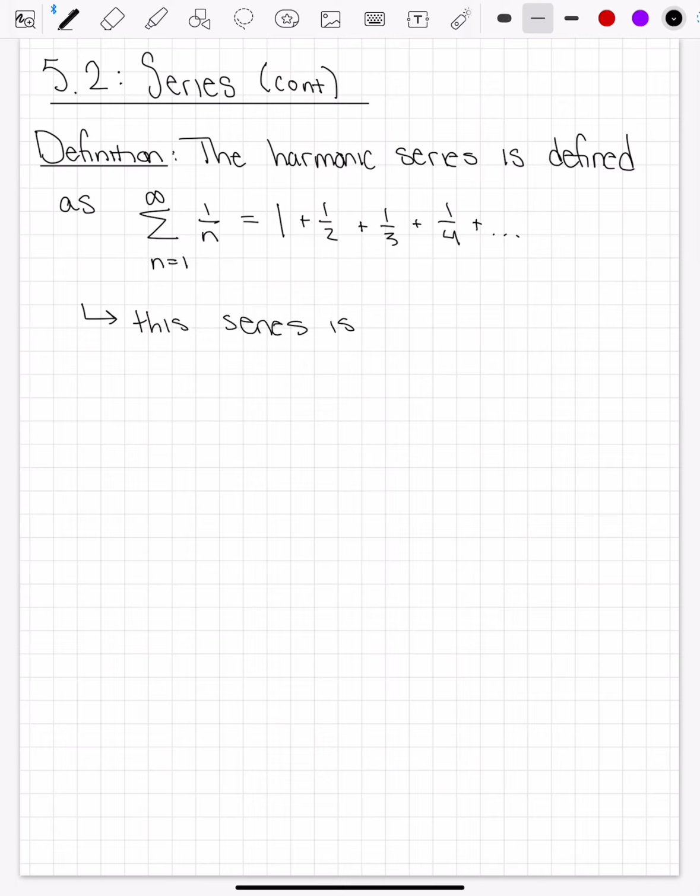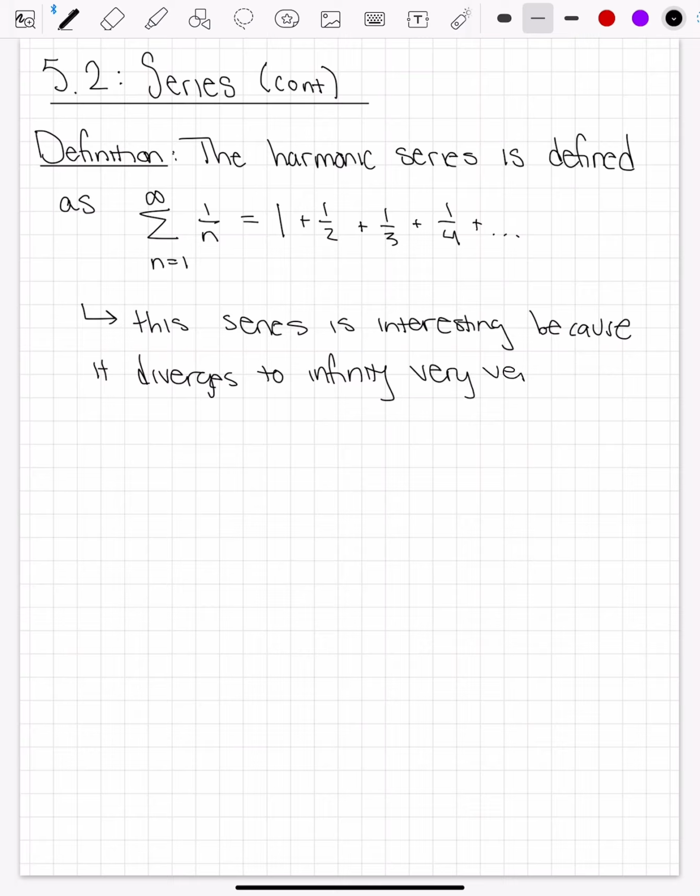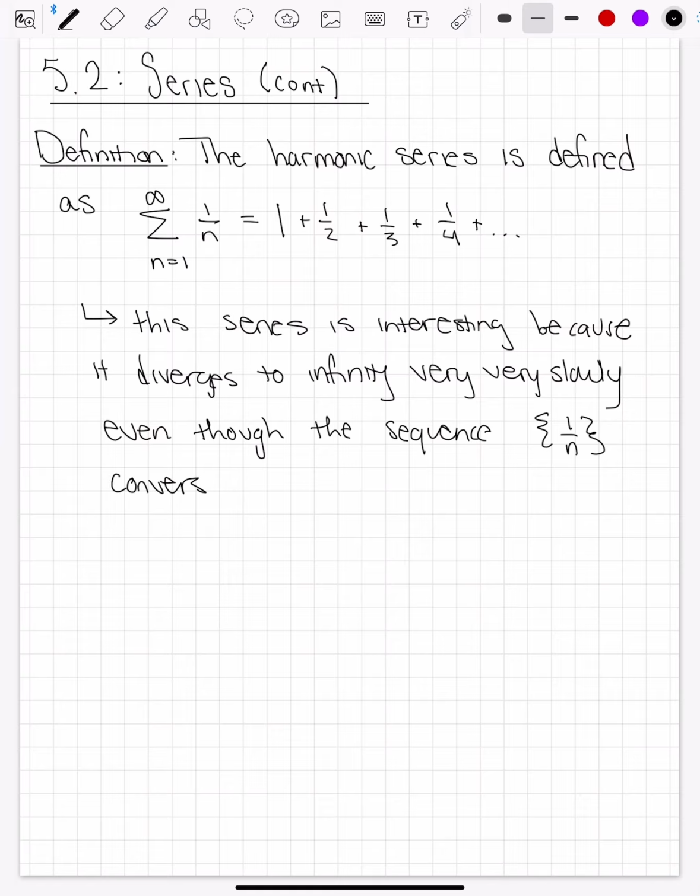The series is interesting because it diverges to infinity very, very slowly, even though the sequence 1 over n converges to 0.